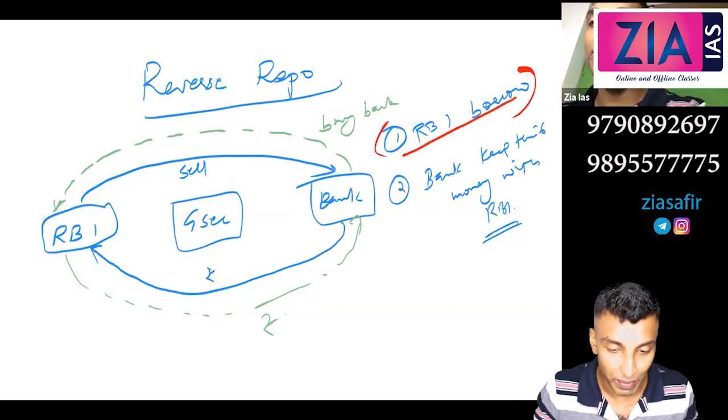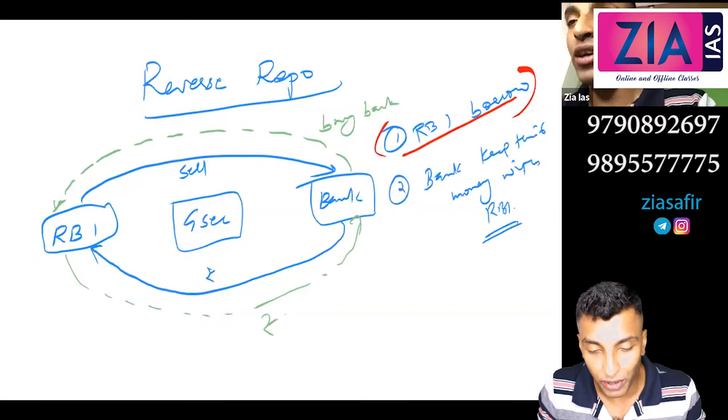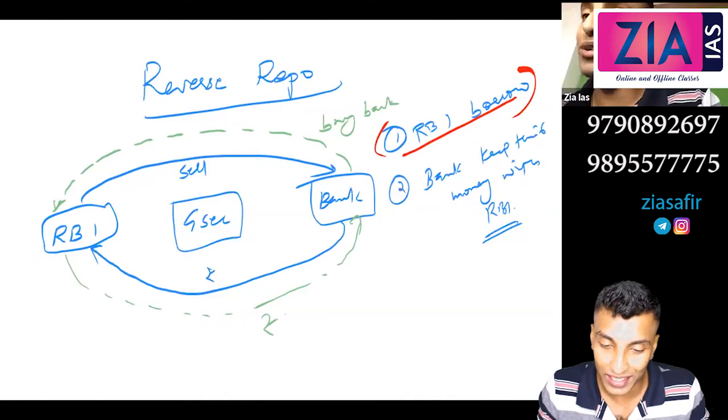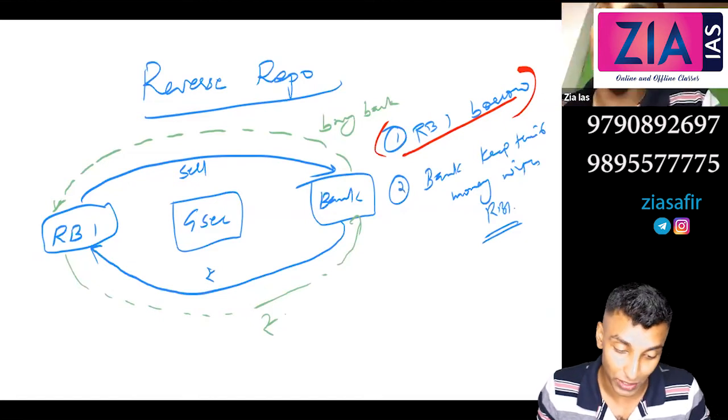Repo: banks borrow from RBI, and reverse repo is the reverse: RBI borrows from banks. What is the point in RBI borrowing from banks? Is it required? You think logically, and when you speak, think logically and speak. There is no point in RBI borrowing from banks. Even the textbook tells this, that is a problem actually.